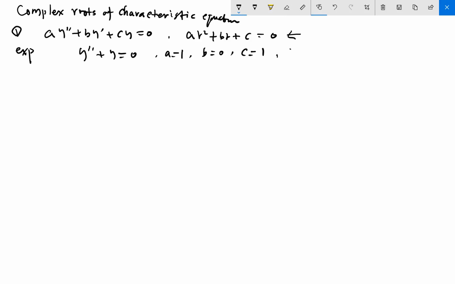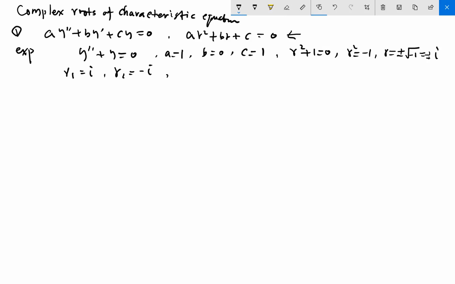So its characteristic equation is r squared plus 1 equals 0. This one is easy to solve. r squared equals minus 1, so r equals plus or minus the square root of negative 1, which is plus or minus i. So we get two complex zeros: r1 is i, r2 is negative i.